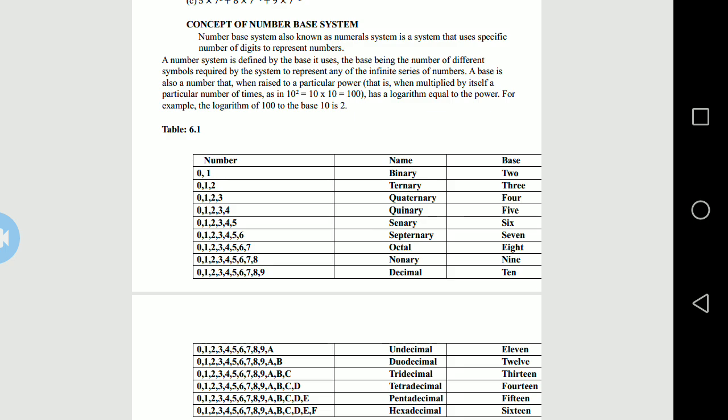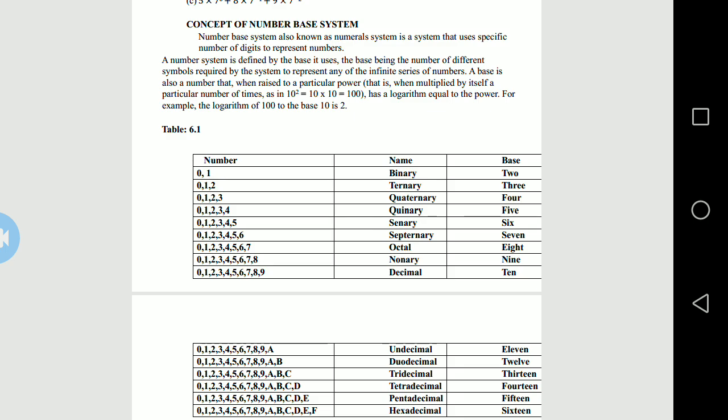As we all know, there are various counting systems, various numbering systems, which are used in mathematics. Among these, we have the place value system, we have the tally system, we have the Roman numeral system, we have the Arabic numbering system, and we have, of course, the number-based system.